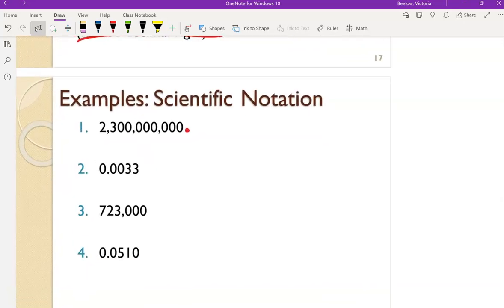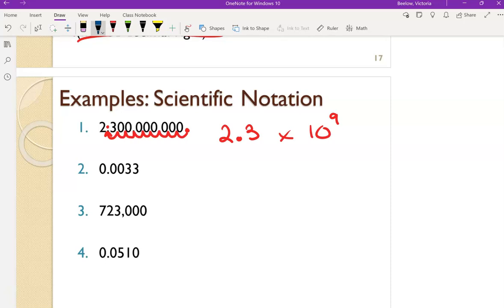I'm going to start with my decimal here, and I'm going to move it until I just have one number to the left of the decimal, in the ones place. So I have to move 1, 2, 3, 4, 5, 6, 7, 8, 9 places to the left. The decimal is going to be there. I'm going to write this as 2.3, there's only one number here. Times 10, this part is always the same, times 10 to the 9th. I moved the decimal 9 times, and it's a positive 9 because this was a really big number.